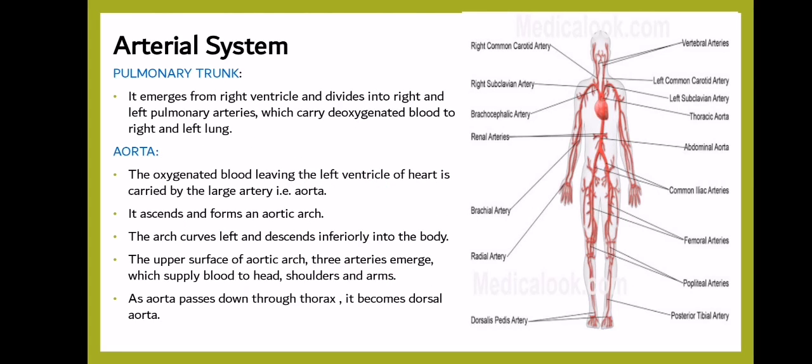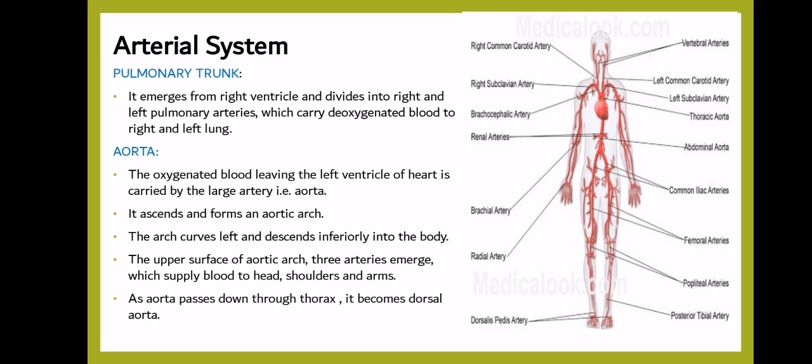Now, there are 2 systems of circulation. The first one is the arterial system, which comprises all the arteries carrying the blood away from the heart, like the one carrying the blood leaving the left ventricle of the heart, which is carried by the large artery, the aorta, which is the mother artery. It ascends to form the aortic arch and descends inferiorly into the body as well.